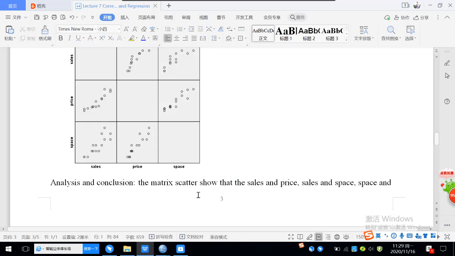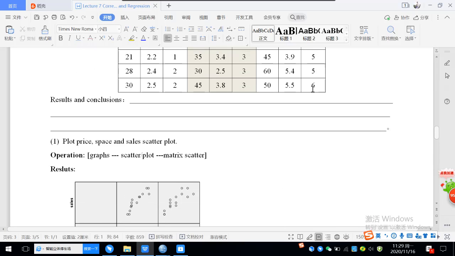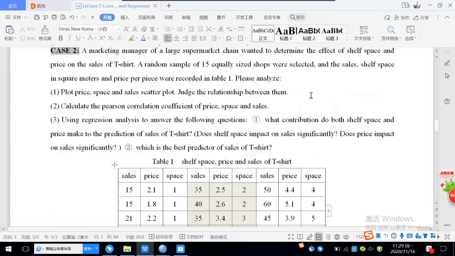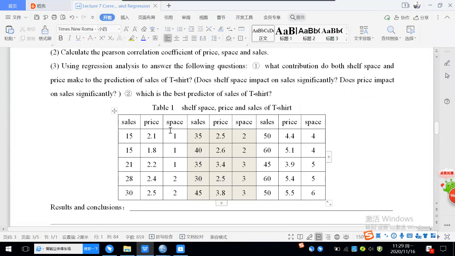Firstly, look at the question. The table shows the sales, price, and the space. Sales is the Y, price and space are X1 and X2. We want to know if the price X1 and space X2 will impact on sales.